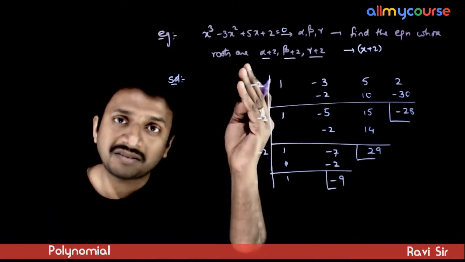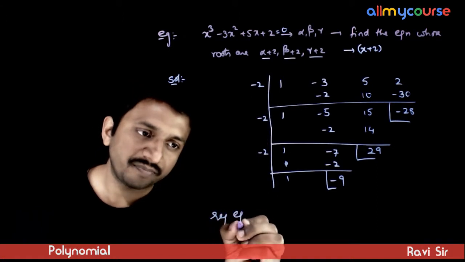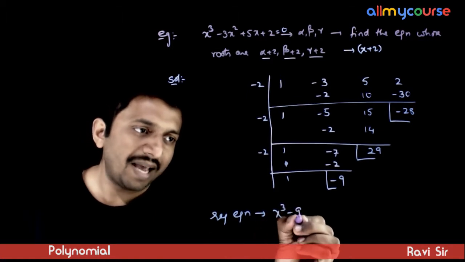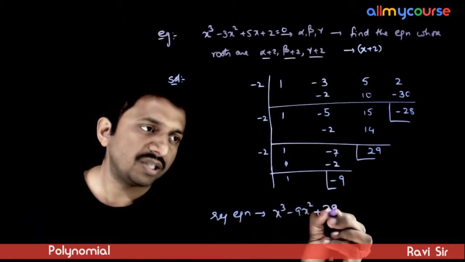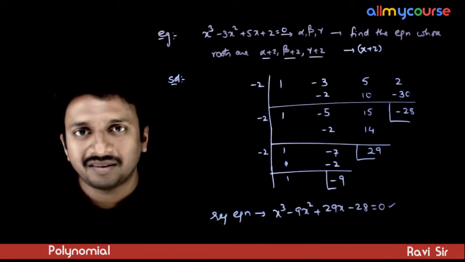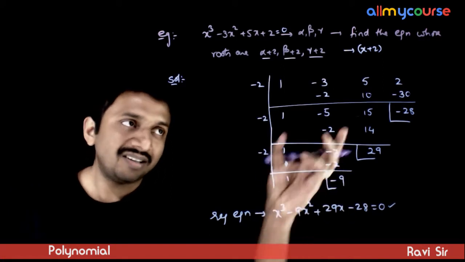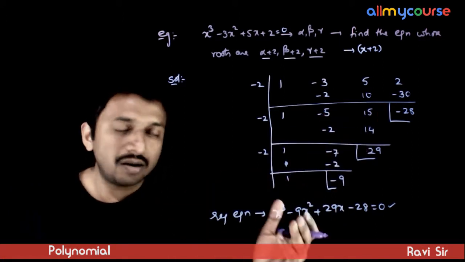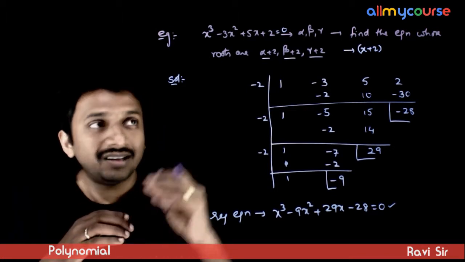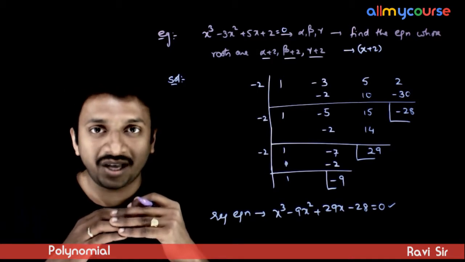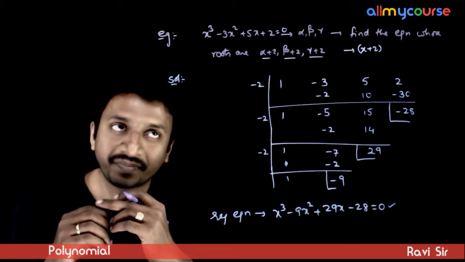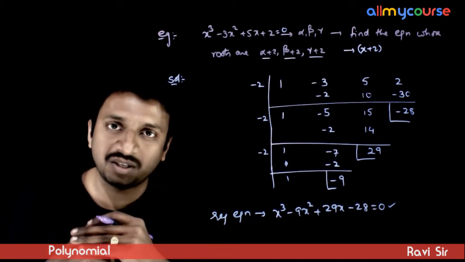So now that means the required equation is nothing but 1x cube minus 9x square plus 29x minus 28 is equal to 0. So you can see that this type of process is very simple, but this can be used only for the special case of transformation where you need to add some number to the roots or subtract some number to the roots. So let us take few more examples to demonstrate this process.